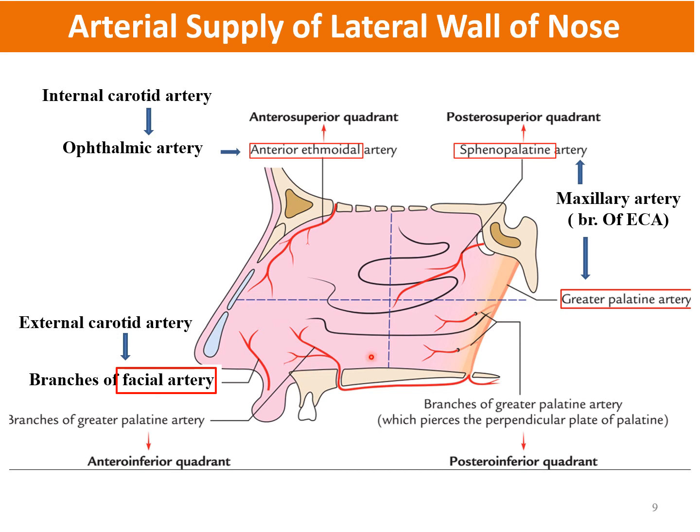So I think it is simple now. We can see once again, the anterosuperior quadrant will be supplied by the anterior and posterior ethmoidal arteries, branches of the ophthalmic artery. The posterior quadrants will be supplied by branches of the maxillary artery. The posterior superior quadrant is by the sphenopalatine. The posterior inferior quadrant is by the greater palatine, and the anteroinferior quadrant is by both the greater palatine and by the branches of the facial artery.